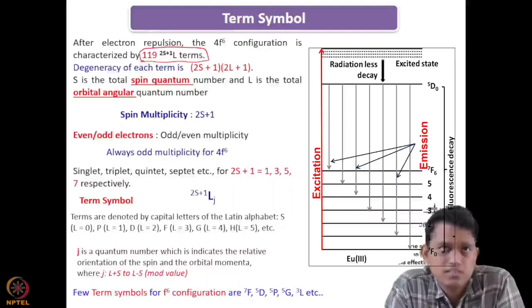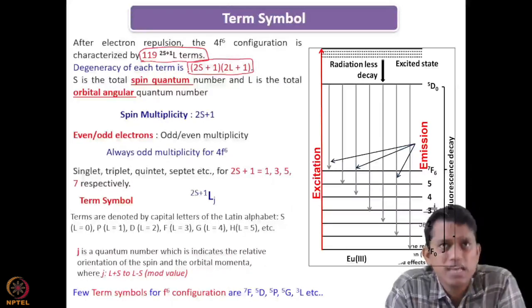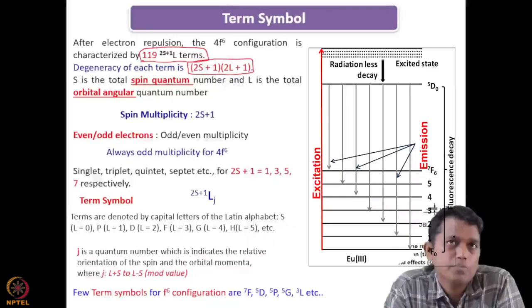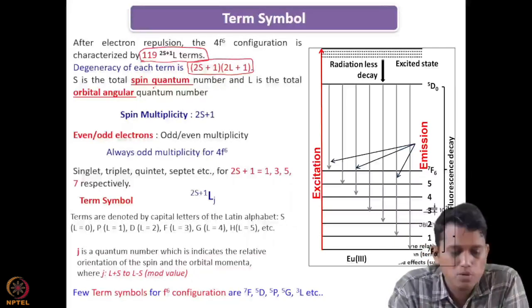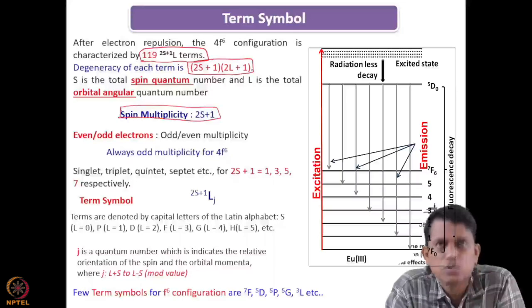Each term has a degeneracy of (2S plus 1) into (2L plus 1), where S is, again, since we are talking about the LS coupling, the total spin quantum number, and L is the total orbital angular quantum number. So if you have the idea about the total spin quantum number, you can easily calculate something called spin multiplicity, which is nothing but 2S plus 1.